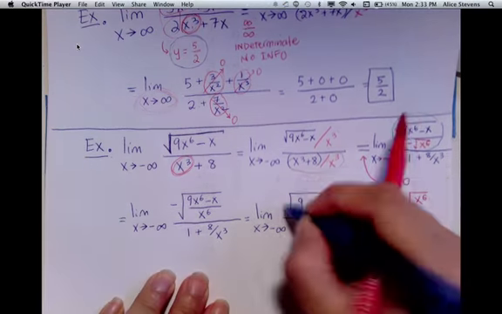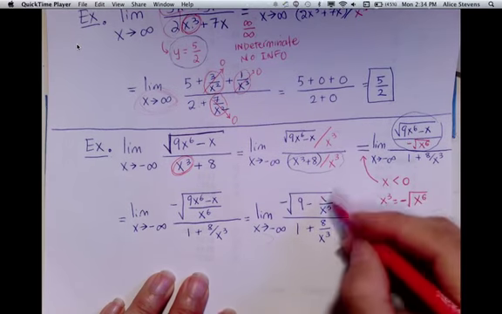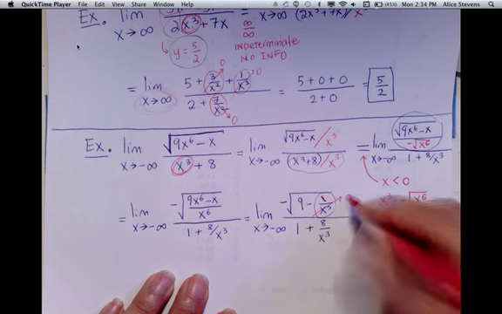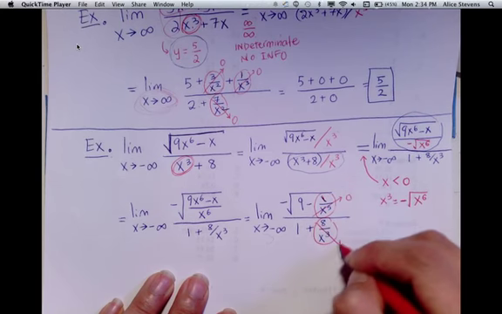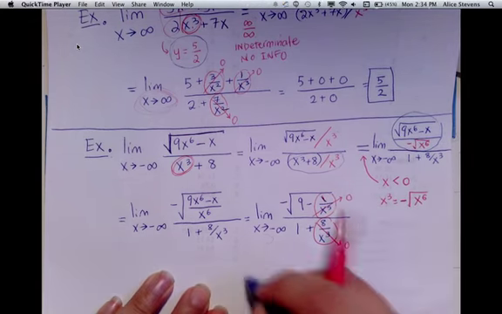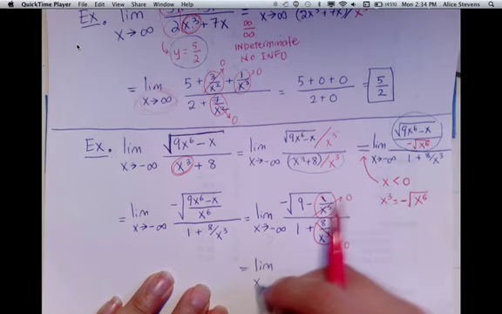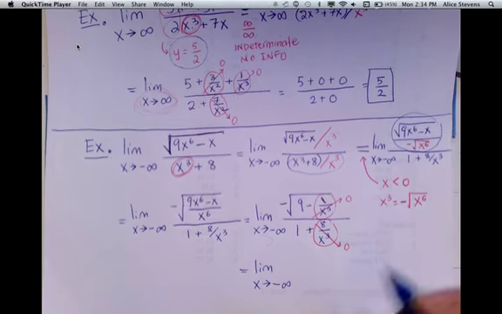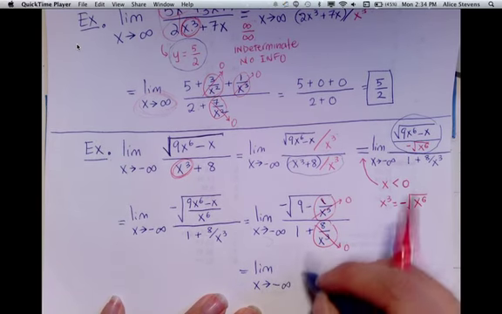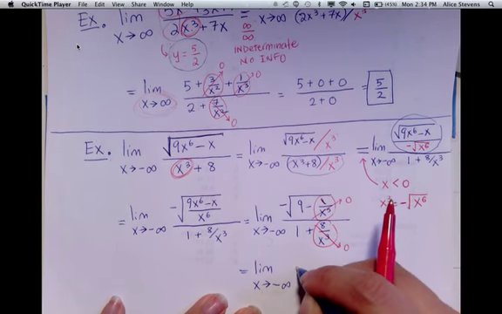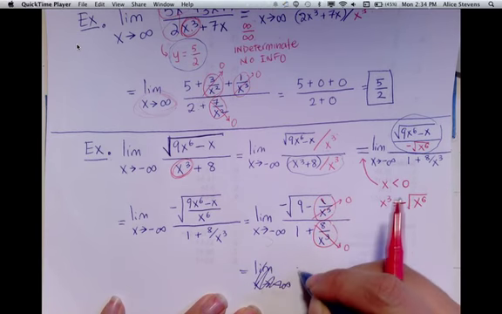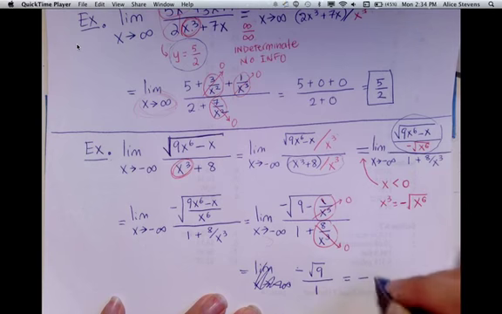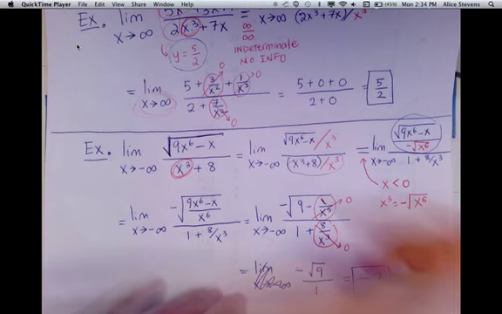Now, don't forget the negative sign here. Now, as x goes to infinity, this expression is going to go to 0. This expression is also going to go to 0. And we get the limit as x approaches negative infinity. This is actually just approaching, let me cross this off, negative root 9 over 1, which is just negative 3. So that's our limit.